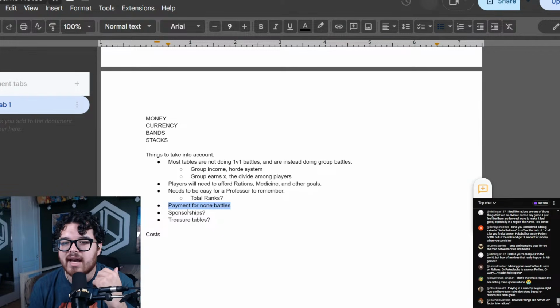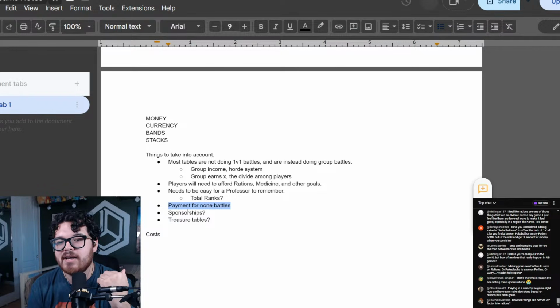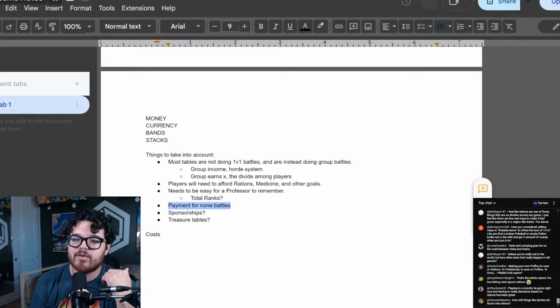Unless you're really out of the world, but how often does that happen in UB games? It depends on the campaign, and I can't control what campaigns do. I can only control the tools I give GMs and the suggestions I make. Making your Poffins to save on rations and Pokeblocks to save on Poffins. Yeah, Underfeather, that's a solid system.